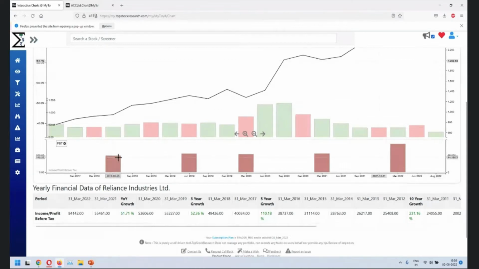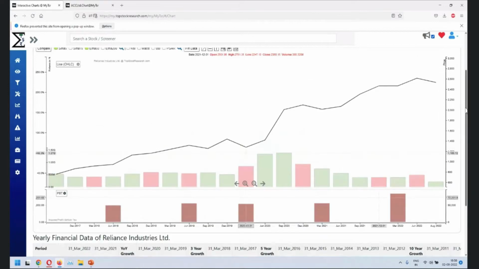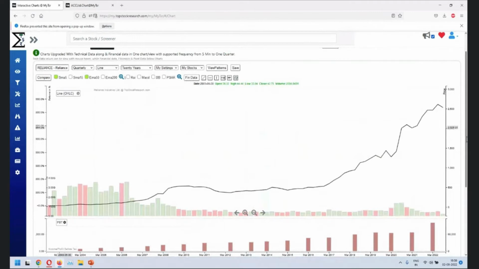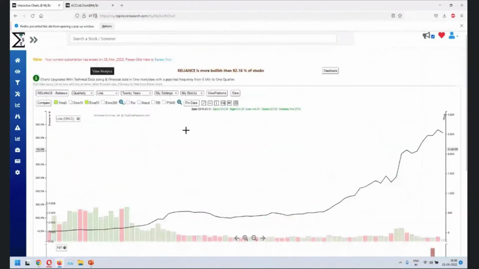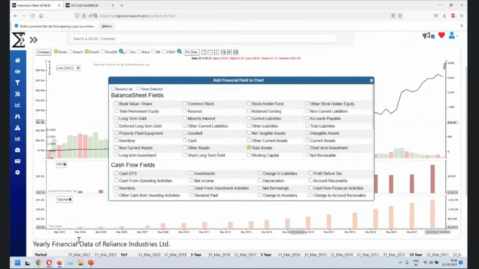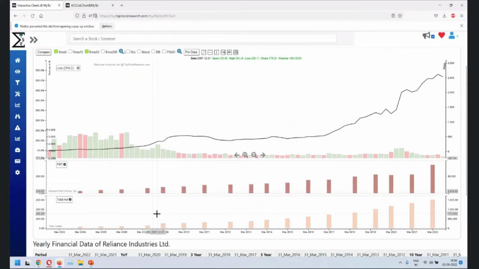That's where you'll see how this particular profit before tax and the stock are moving together. Increase it to a larger period, maybe 20 years. So that's how you'll see how the stock price and the PBT are moving together. Can you add more? Yes, obviously. Let's say you want to add total assets. Total assets comes here. So you see both technical and fundamental in one single chart.